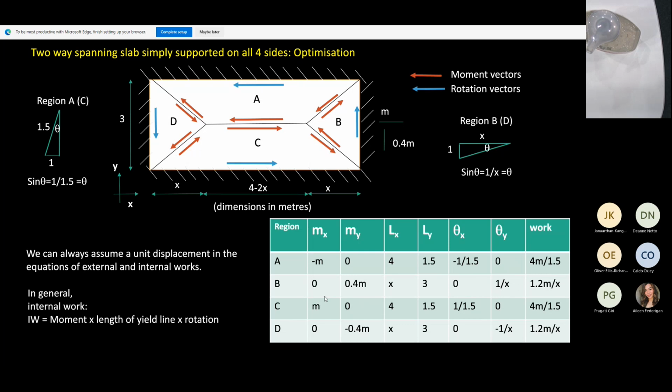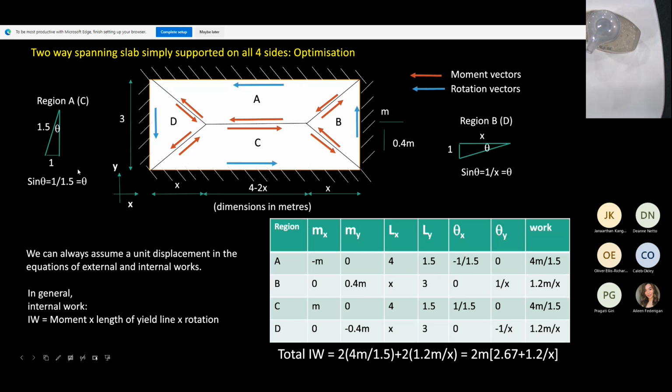So when you multiply the m and theta terms for x and y directions, it gives you 1.2m over x, again, identical to D. And then what you do then, add them up all together, which gives you 2 times this value plus 2 times this value, which gives 2m. I've taken 2m here outside the bracket times 2.67 plus 1.2 over x. And that's the internal work only.